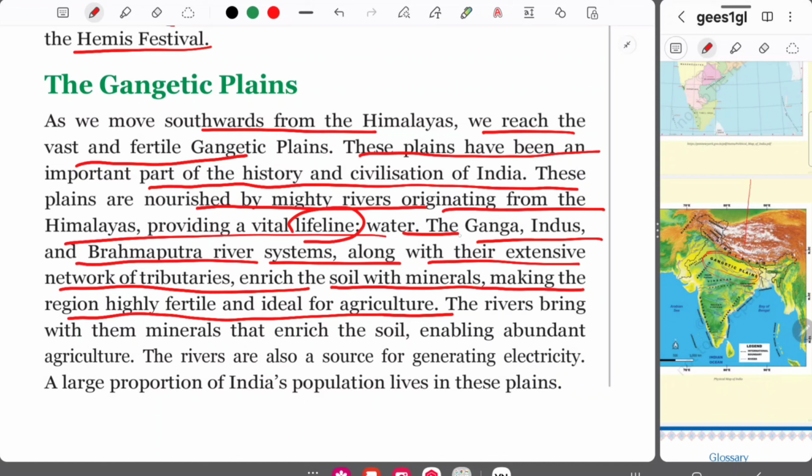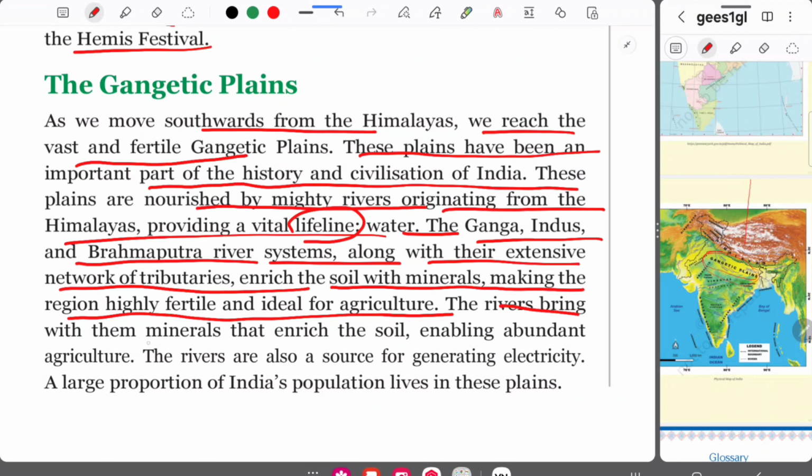And here the important rivers of India, the Ganga, Indus and Brahmaputra river system, provide water. When the river runs down from the Himalayas, it brings minerals along with it, which enrich the soil and make it very fertile and favorable for agriculture. As a result, the majority of agriculture also takes place in this region only. And the tributaries of the Ganga, Indus and Brahmaputra rivers also enrich the soil with minerals, making the region highly fertile and ideal for agriculture.